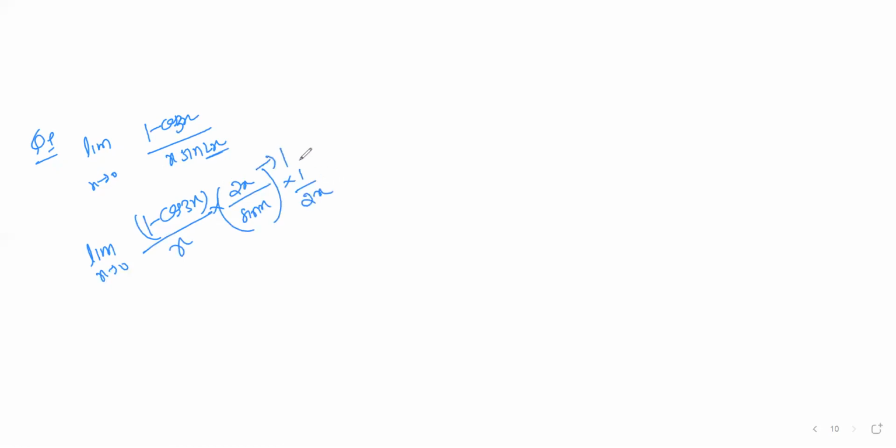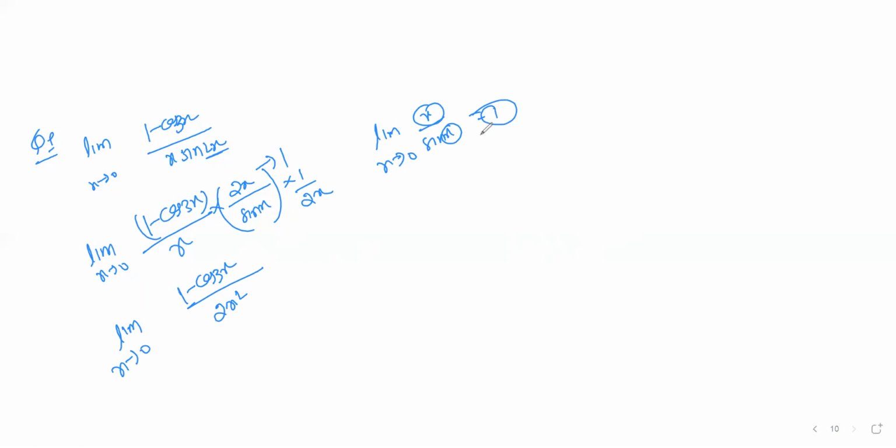So this value will be 1, because we know that limit x tends to 0 of x by sin x is 1. If that is there, then we get 1. So we can say that x tends to 0, and this will be 1 minus cos 3x by 2x square.